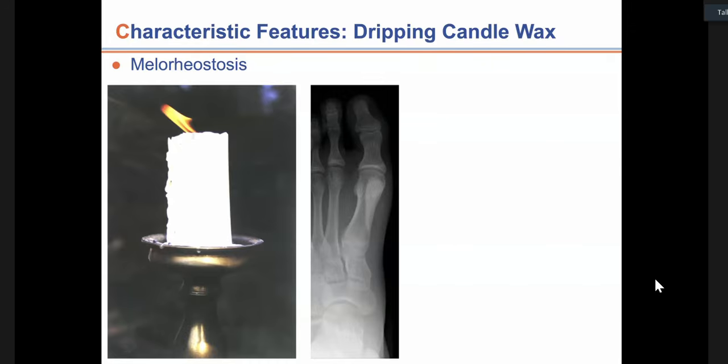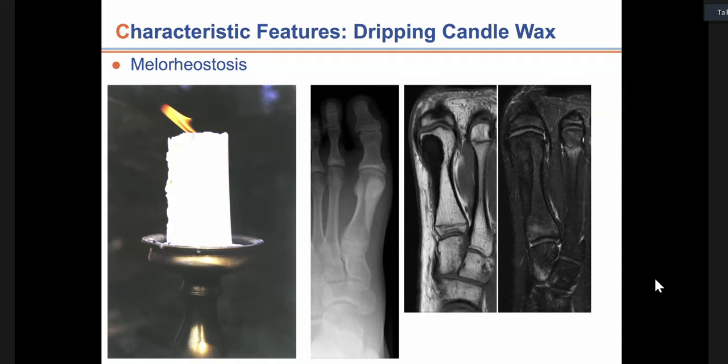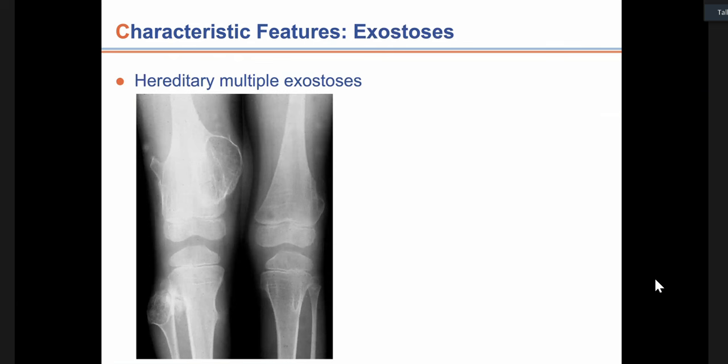And here was one that was sent to me, the metatarsal. That was the radiograph. They were quite anxious about it locally. They were that anxious that they did an MRI, but the MRI doesn't really show you anything different to the fact that this is cortical bone, it's sclerosis, and it's melorheostosis. It's nothing to worry about per se.